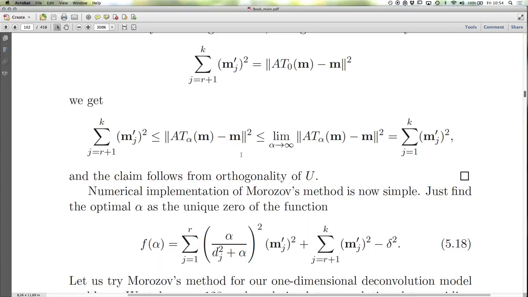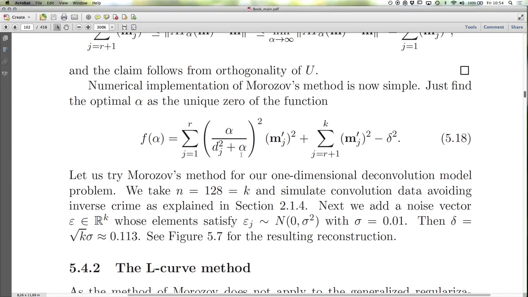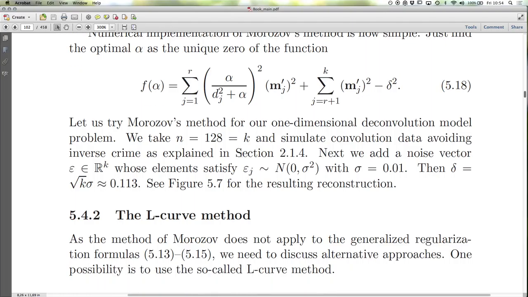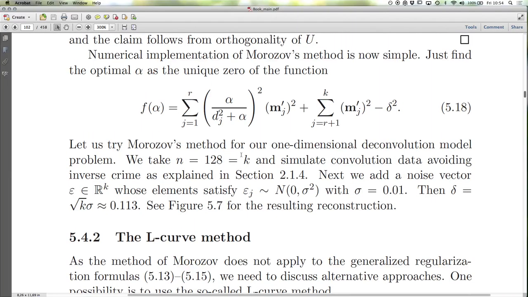Going through really the whole thing would involve going through the computations. Well, let me just note that after this proof, we know that there is a unique alpha if the noise level satisfies the appropriate assumption. And then it all boils down to finding the zero point of a function f(alpha) defined like this. And in this definition, let's see what we have. There's a sum from 1 to r, there is alpha, and there are the singular values appearing here. So if we have the singular value decomposition, this is quite straightforward to compute.